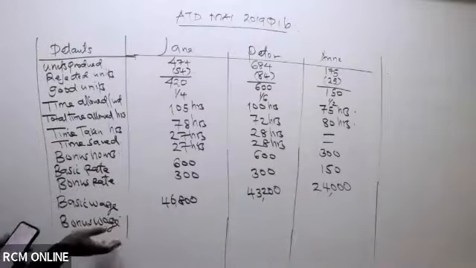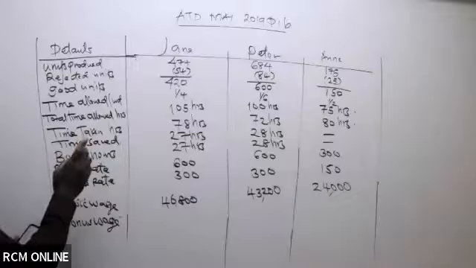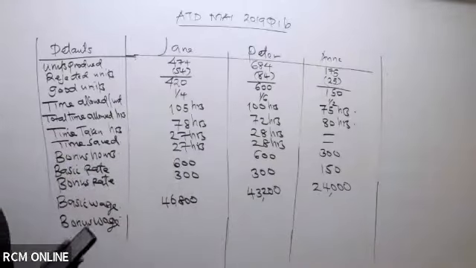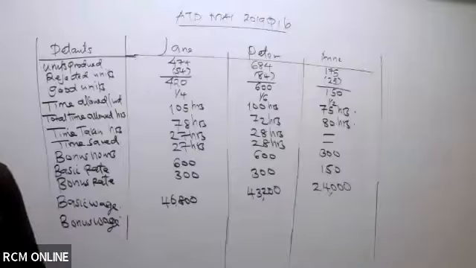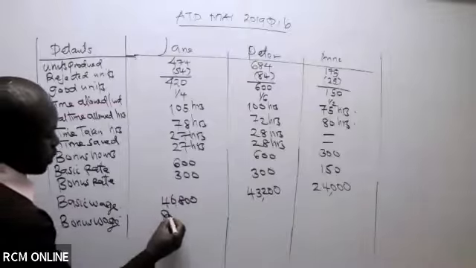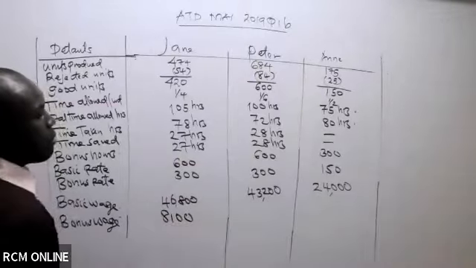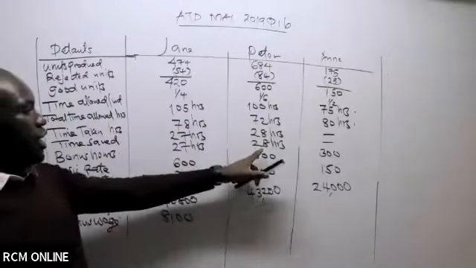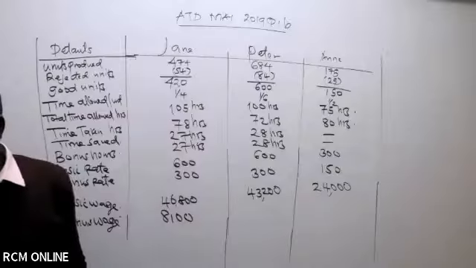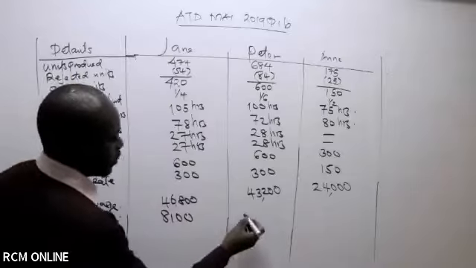Let's go to the bonus wage. We take bonus rate times bonus hours. So 27 by 300, what do we get? 27 by 300, very fast. 8,100, we are actually right. How about 28 by 300? 8,400.